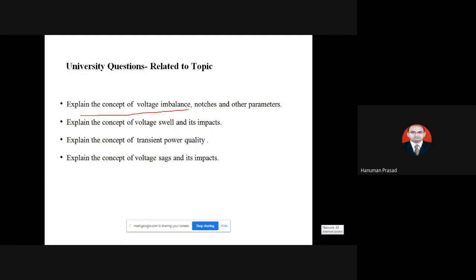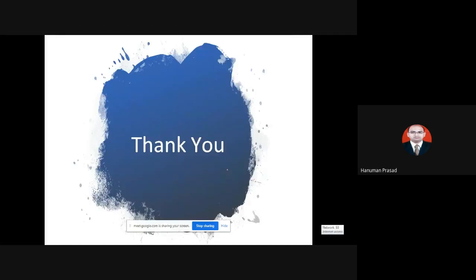So questions are voltage imbalance, concept of voltage sag and swell, stability, voltage sag impact. So these are university related questions.